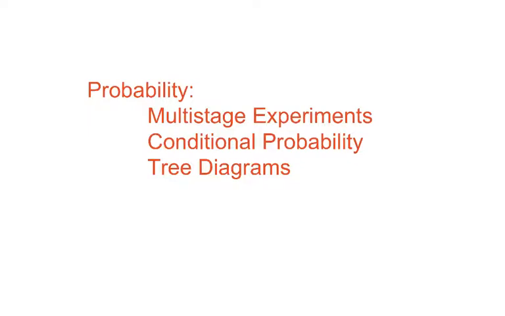In this video, we're going to do an example involving probability, and in particular, we're going to be looking at what is meant by a multistage experiment, and we're going to solve this problem using tree diagrams and along the way illustrating the concept of conditional probability.